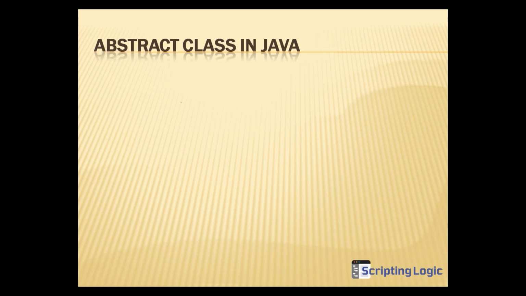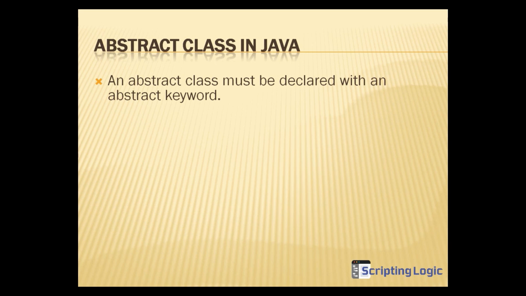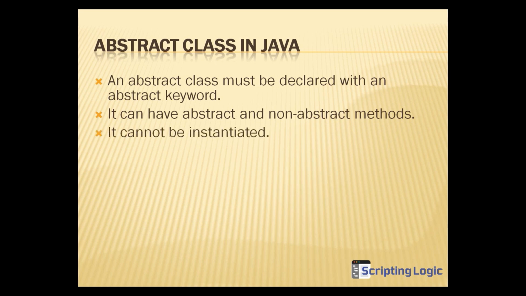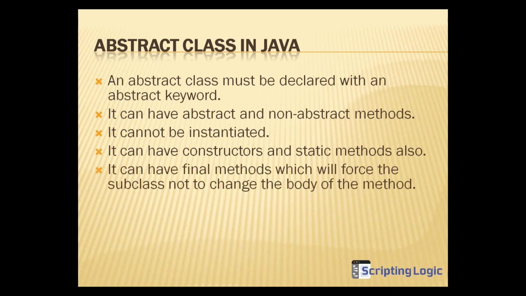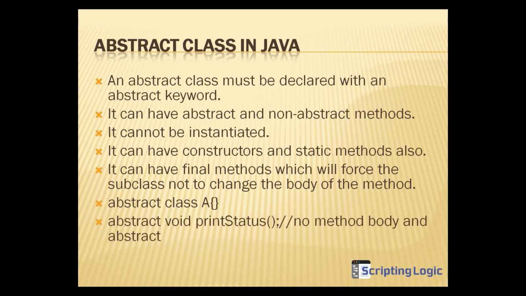So first one is abstract class. An abstract class must be declared with the abstract keyword. It can have abstract and non-abstract methods. It cannot be instantiated. It can have a constructor and static methods also. It can have final methods, which force the subclass not to change the body of the method. This is the declaration: abstract class A. The abstract keyword is placed before the class, and methods are like this: abstract void printStatus. No method body is defined here.